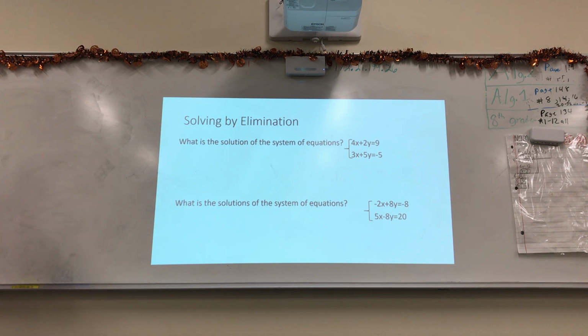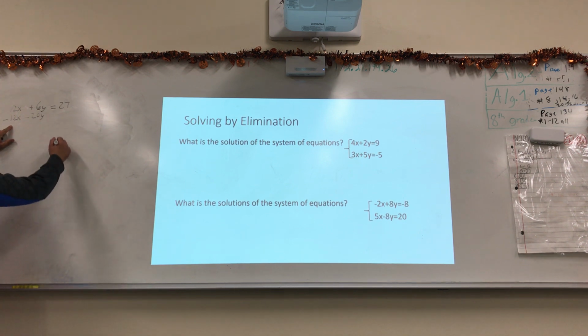Okay. Because I'm going to have to multiply my top one by something so I can eliminate something. I'm going to need it where either my x eliminates or my y eliminates. So let's go with my x. So the top one, I'm going to multiply that by 3 and get 12x plus 6y equals 27. I'm going to do the bottom by negative 4, so I get negative 12x minus 20y.